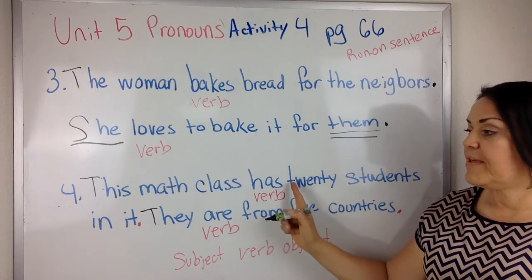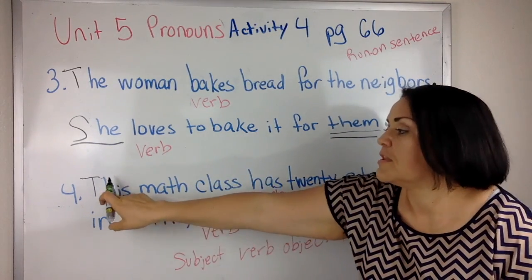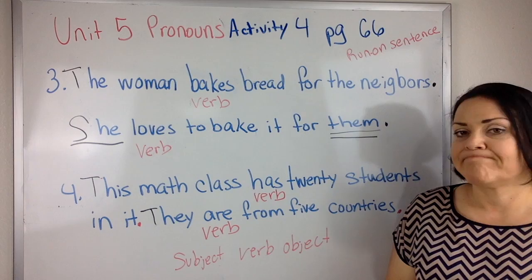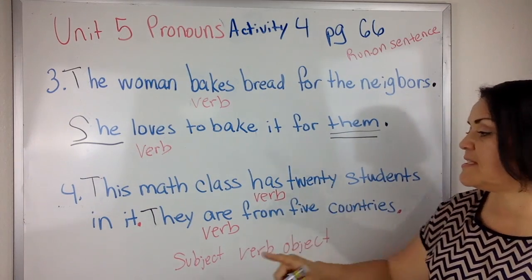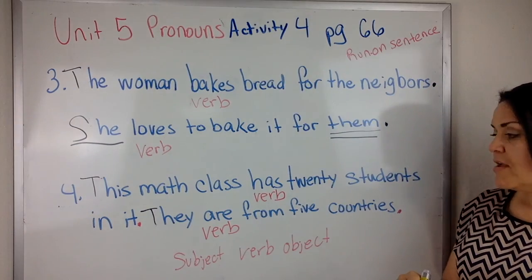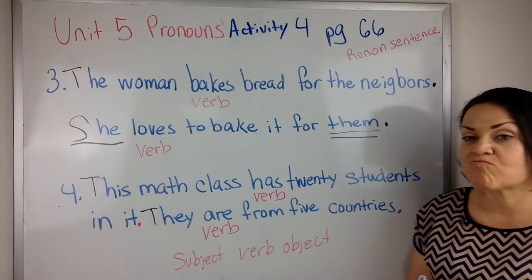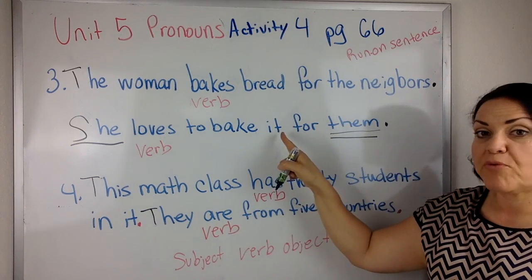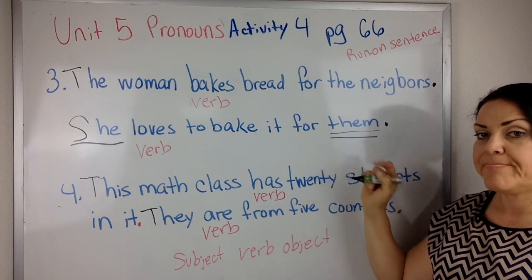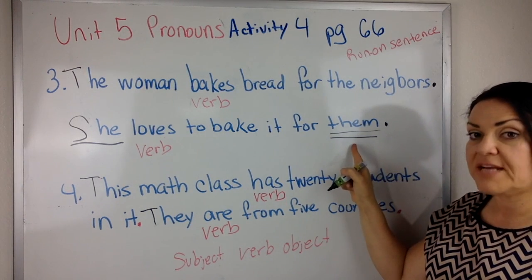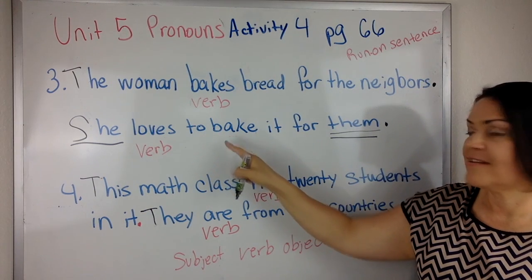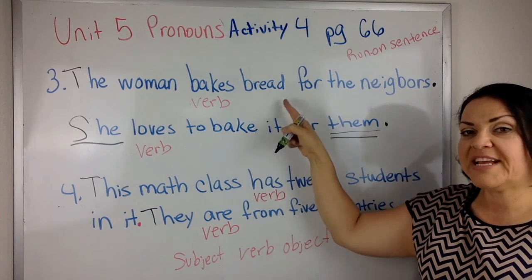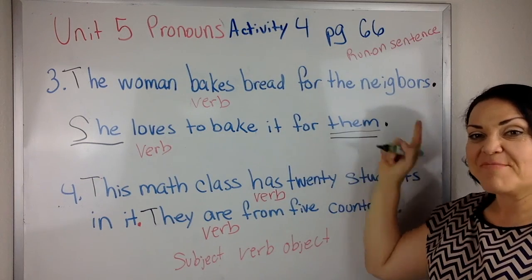Here's the verb. Before the verb, this is our subject. Is there a pronoun? Has 20 students in it. Now, do you see a pronoun? Yes, there's one here. Okay? Sometimes you might see more than one pronoun. It, for, them. The reason why we know this is the object is because we're going to bake. Who's going to receive the bread? Bake. It? No, the bake is not receiving the bread. They are the neighbors, right?